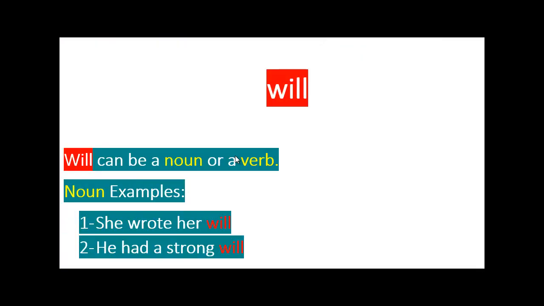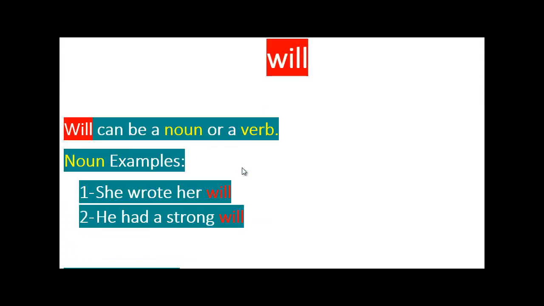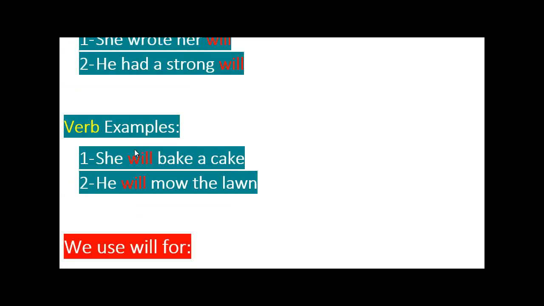Talking about will: is it a noun or a verb? You can use it as a noun. So you say, she wrote her will, or he had a strong will. That is using will as a noun. Use it as a verb: she will bake a cake. He will mow a lawn. That's as a verb. So that's will as a noun and a verb.